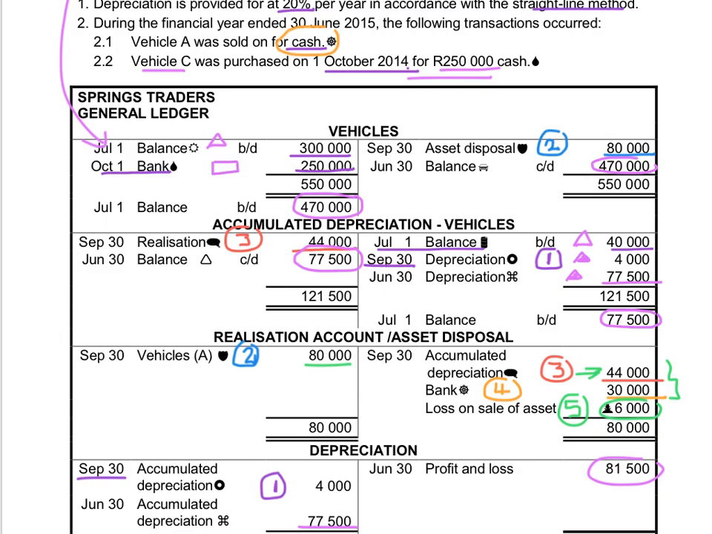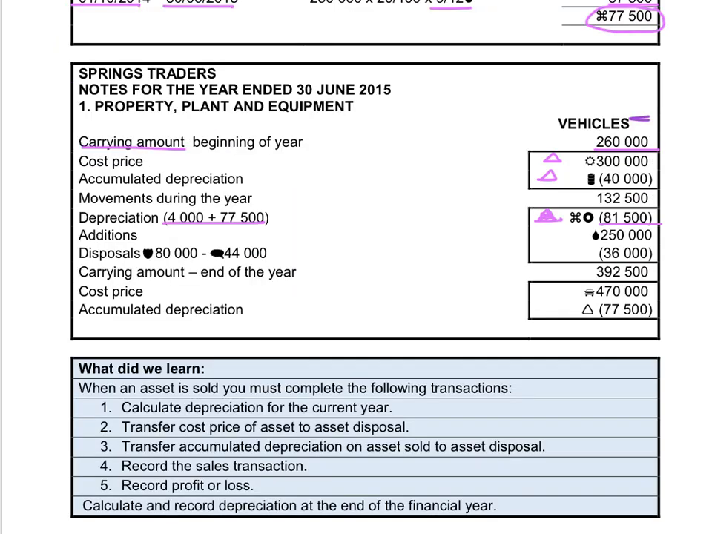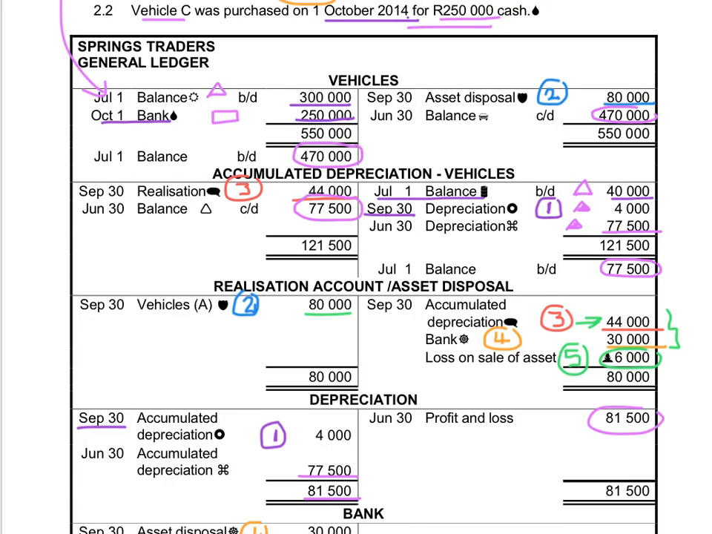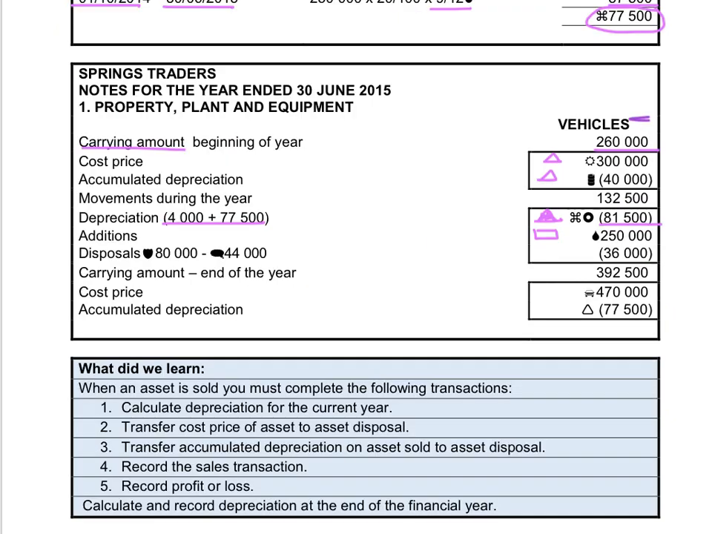In my vehicles account, I see that I purchased an additional vehicle, so I will indicate that vehicles increased with 250,000. In the note, there's an addition of 250,000. To determine the carrying amount, we have to use the 80,000 cost price that we removed from our asset account, subtract the accumulated depreciation on asset A, 44,000. That means 80,000 less 44,000 gives us a carrying amount of 36,000, and I will show in the note that my asset value decreased with 36,000.